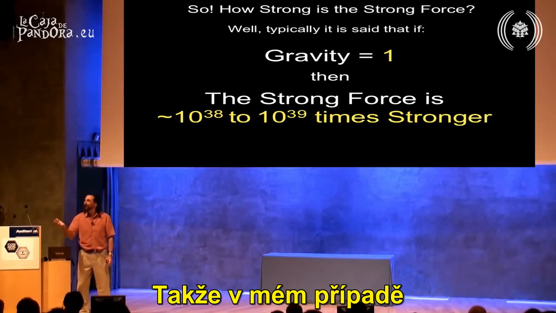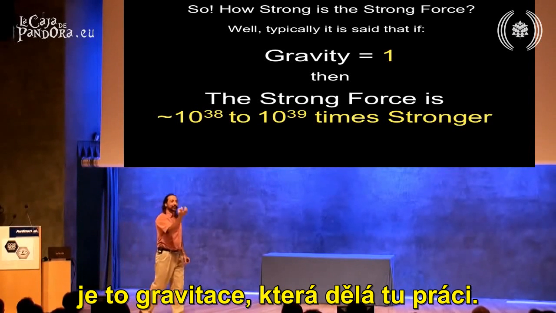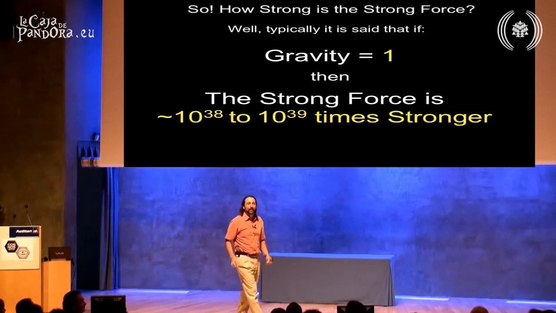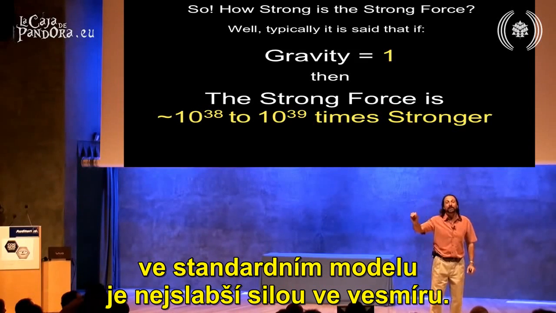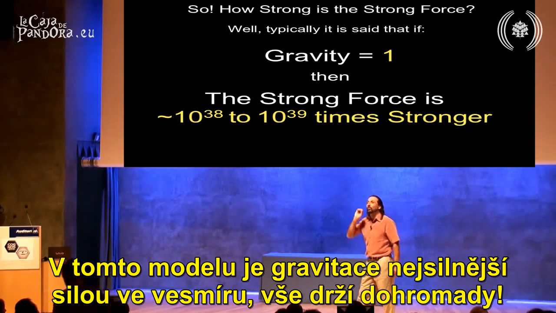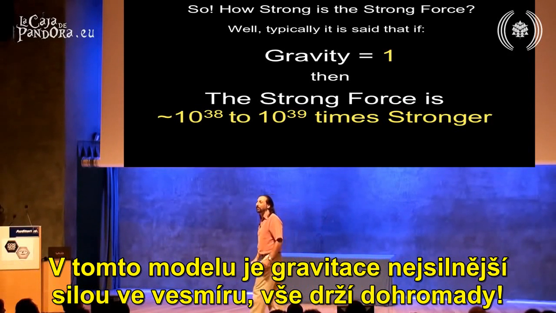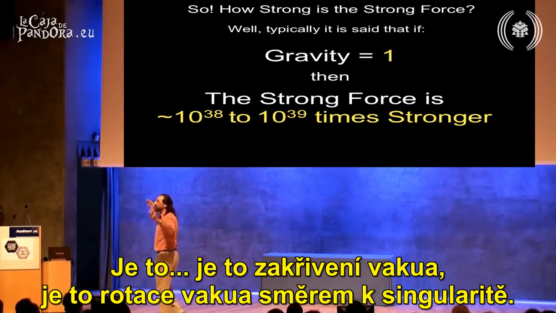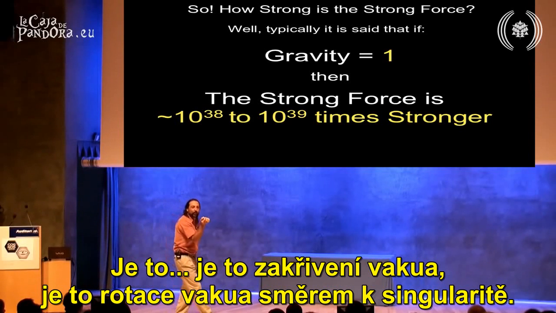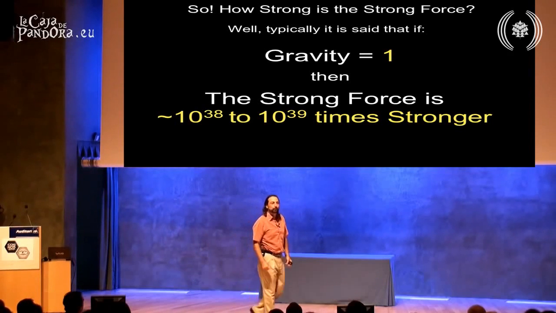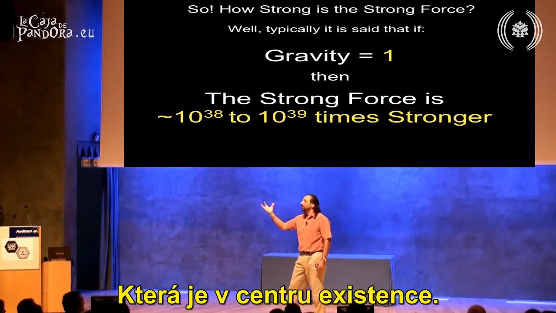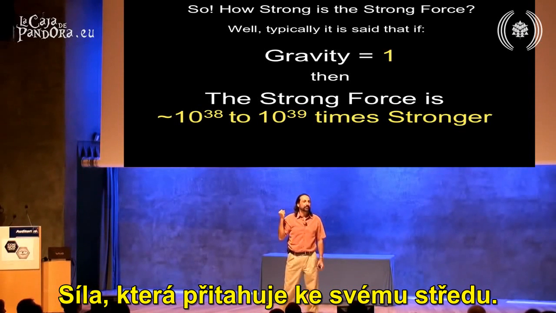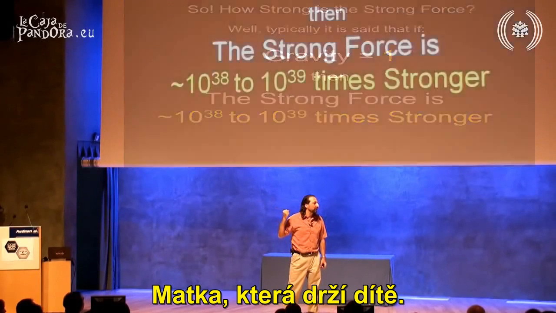So in my case, it's gravity that's doing the job. That's holding everything together. Gravity in the standard model is the weakest force of the universe. In this model, gravity is the strongest force of the universe. It holds everything together. It is the vacuum curving, it's the vacuum spinning towards singularity, that is at the center of existence, the force that holds to the center, the mother that holds the child.